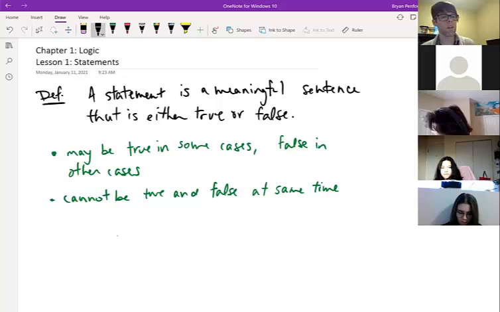So let's explore this definition with a couple examples to give you an idea of sentences that are statements. We'll talk about sentences that aren't statements. And we'll also try to figure out how we feel about the truth of some of these simple sentences as well.